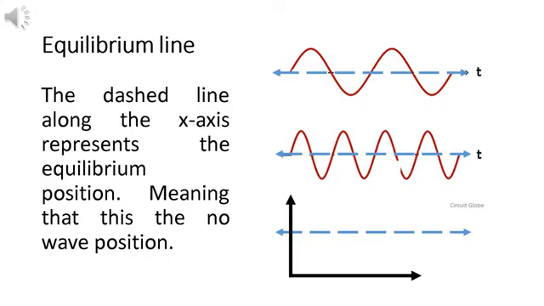So itong equilibrium line, ano yan? Parang neutral position in between sa crest at trough. Ayan talaga ang purpose ng equilibrium line, to determine the crest and trough.